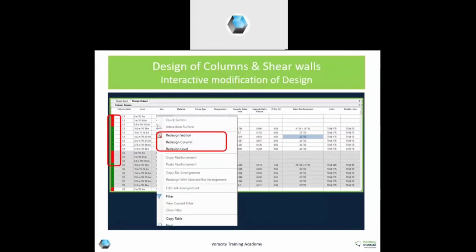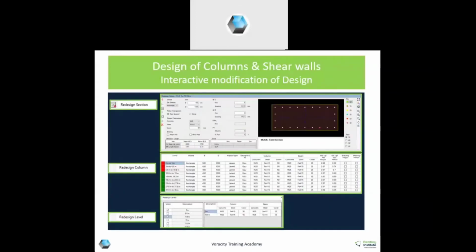You have an option of redesigning. In redesigning, you can have three options. Either you can design only level, like bottom two levels are failing, so only bottom two levels you can redesign, or redesign column. When you choose, you can select all of the sizes at all stories, and you can redefine those sizes as well as material properties.